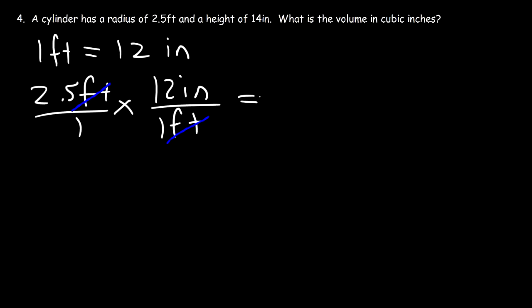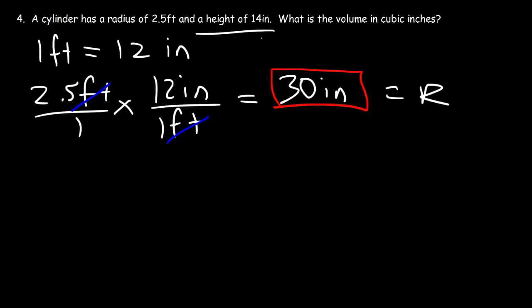So 2.5 times 12 is 30. 2 times 12 is 24. A half times 12 is 6. If you add 24 and 6, that gives you 30. So this is the radius. It's 30 inches, and we already have the height.